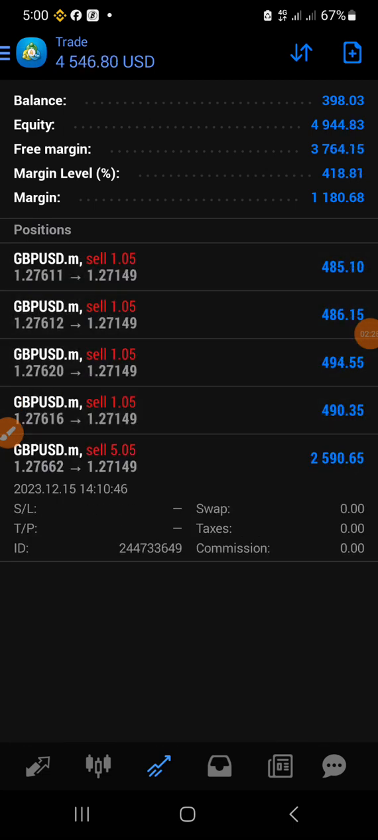This one went with a lot size of 5.05, and this one went with a lot size of 1.05.